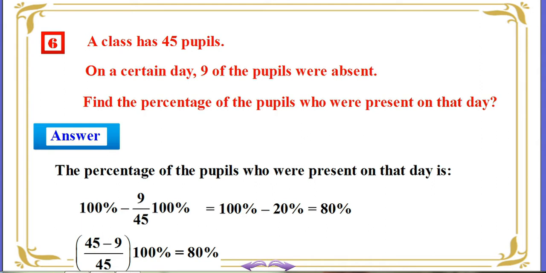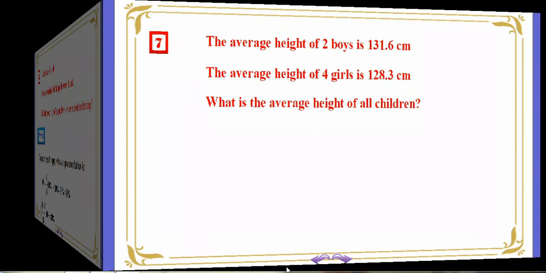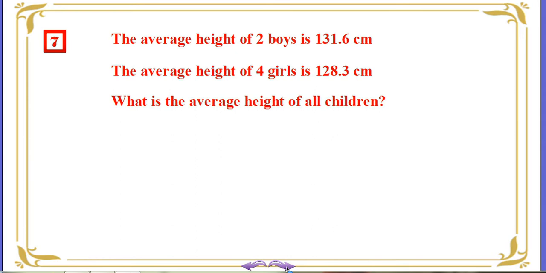We go to do exercise 7. The average height of two boys is 131.6 cm. The average height of four girls is 128.3 cm. What is the average height of all the children?